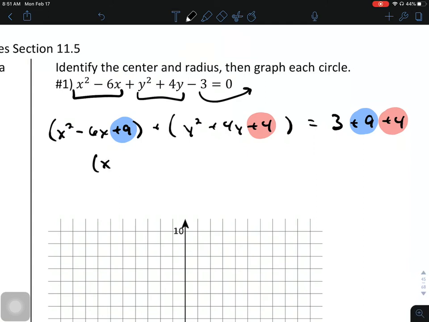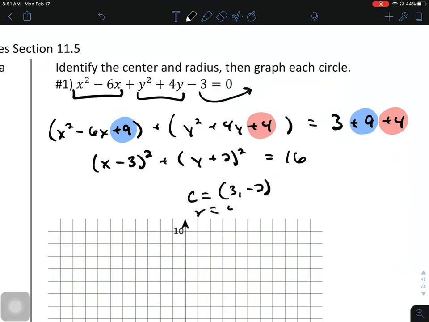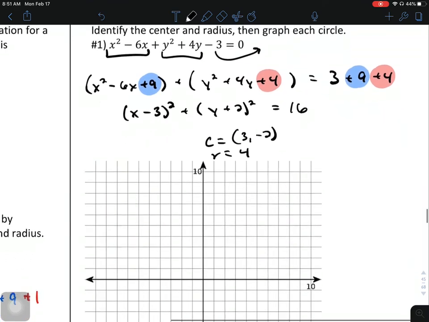This perfect square trinomial factors into an x minus 3 quantity squared. And this one factors into a y plus 2 quantity squared. And the right side, 3 plus 9 plus 4 is 16. So the center, positive 3, negative 2. Radius is the square root of 16, which is 4.